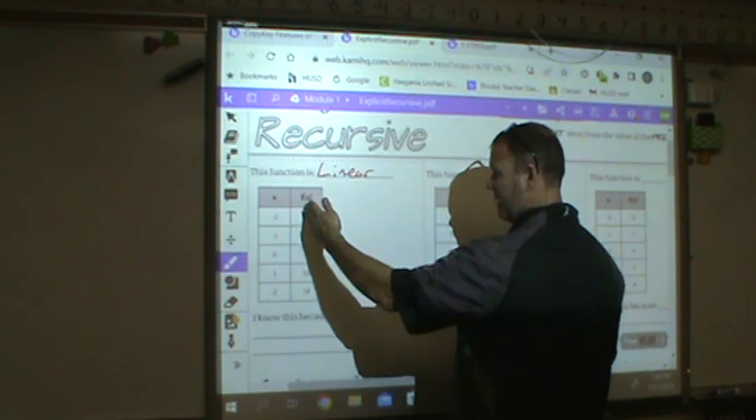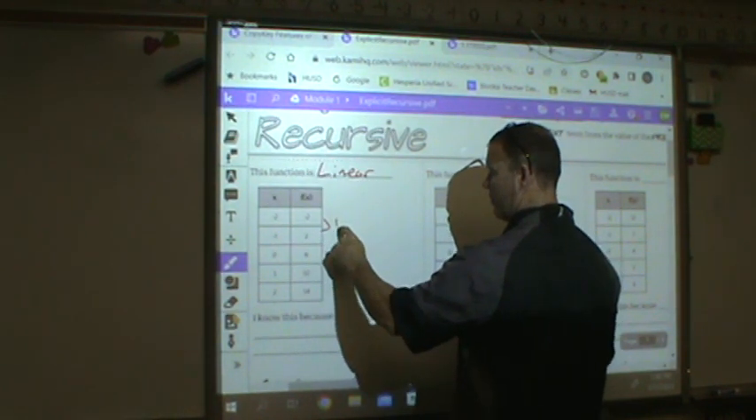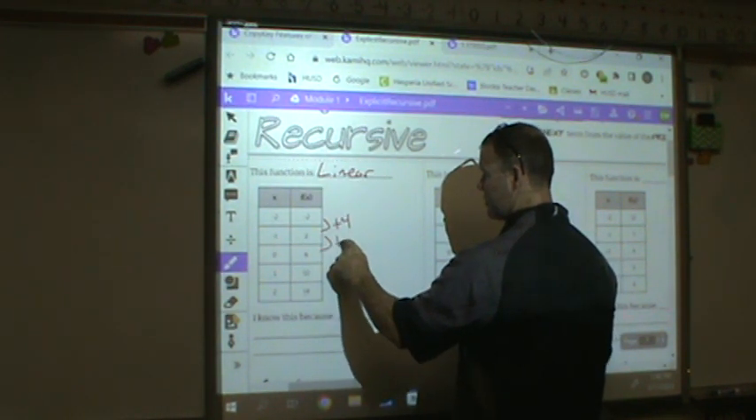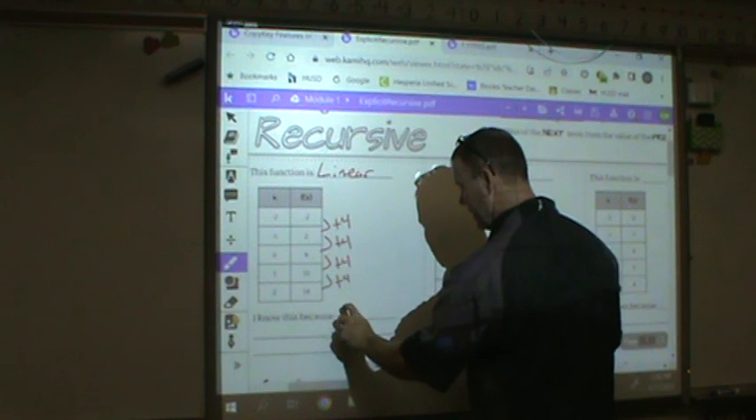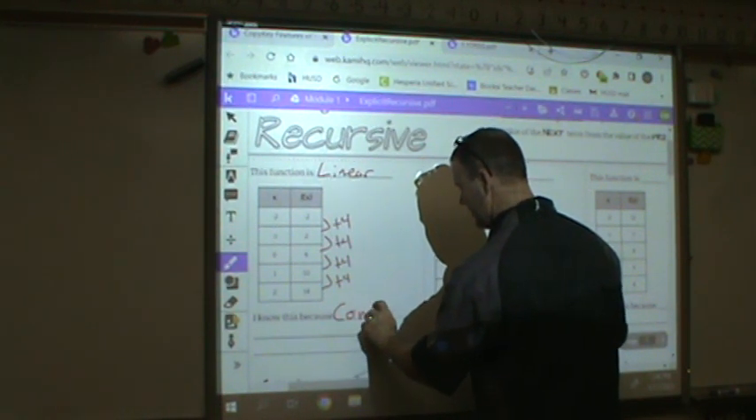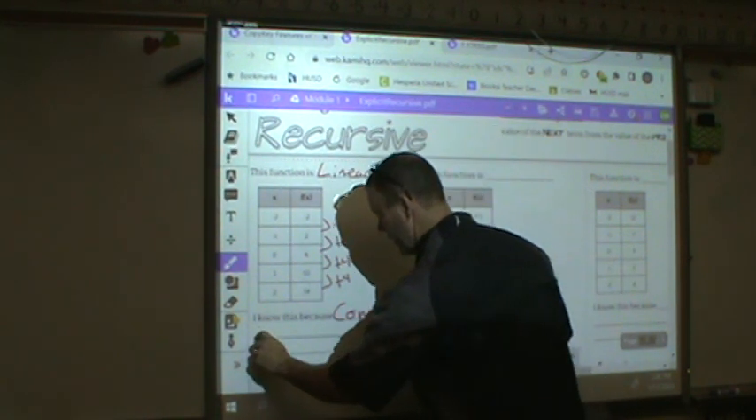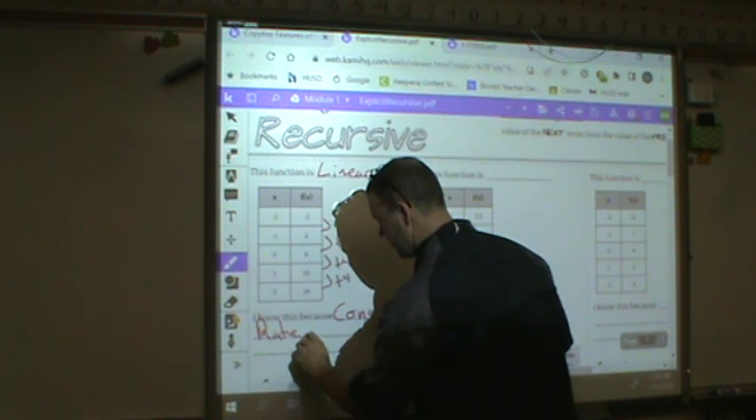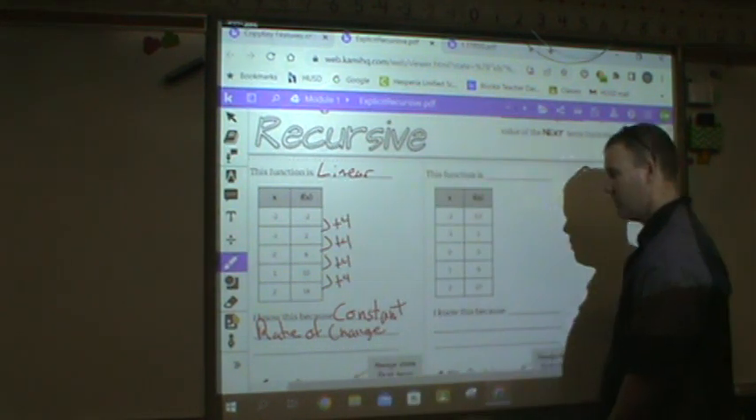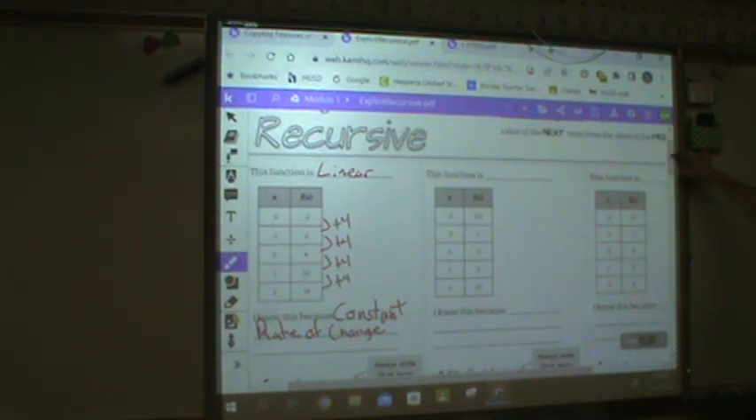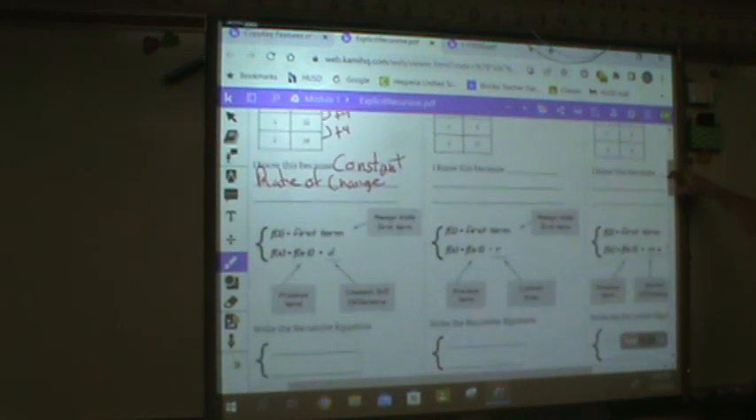Because based on my output values, negative 2 to positive 2 is plus 4. 2 to 6 is plus 4. 6 to 10 is plus 4. 10 to 14 is plus 4. So I know this because it has a constant rate of change. Okay? Constant rate of change of 4. And you need to start thinking about patterns.